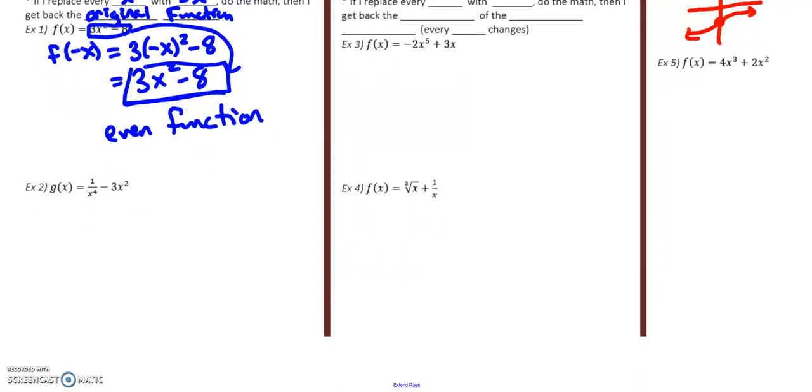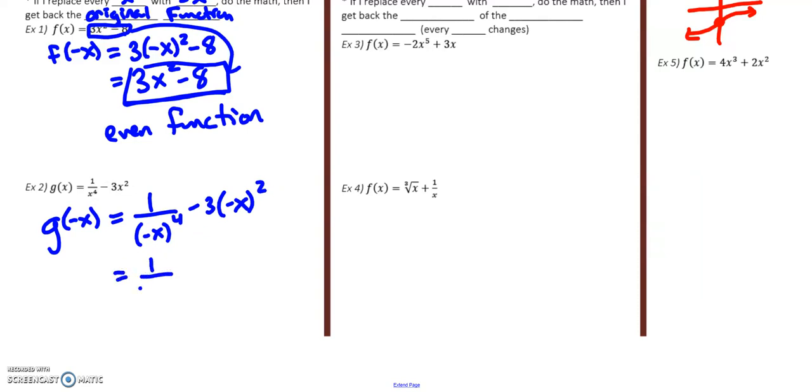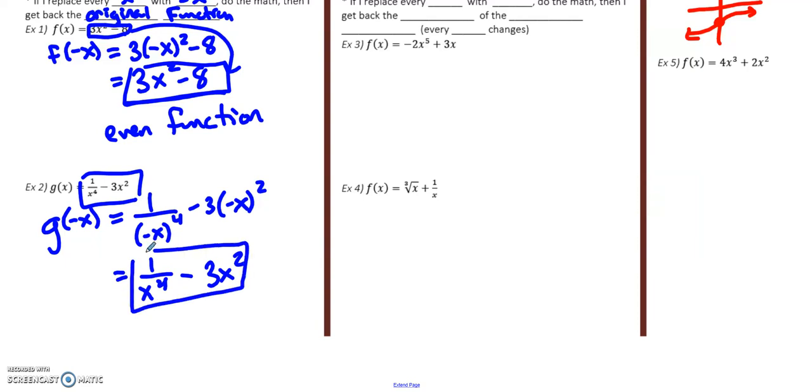Same thing down here with example 2. I'm going to look at replacing every x with negative x. So this becomes 1 over (negative x) to the 4th minus 3 times (negative x) squared. I know that even powers make the negatives go away. So that's 1 over x to the 4th minus 3x squared, which again is exactly what I started with. So these two things here are the same. When they're the same, I know that I have an even function.